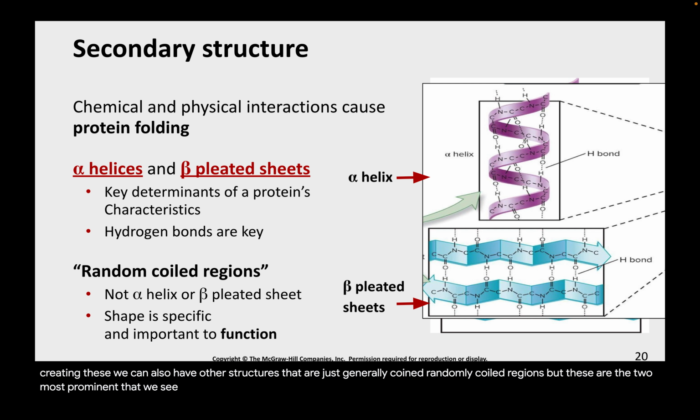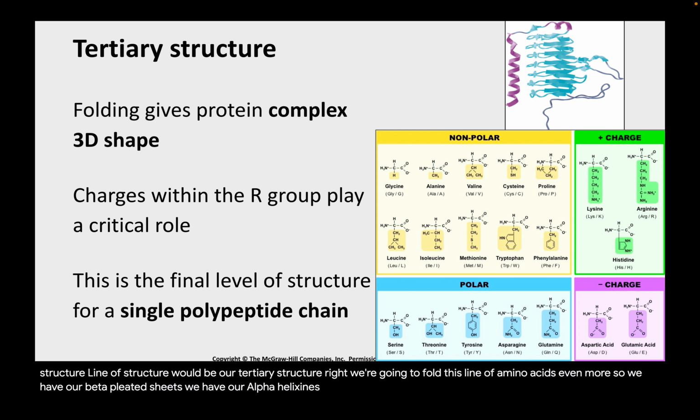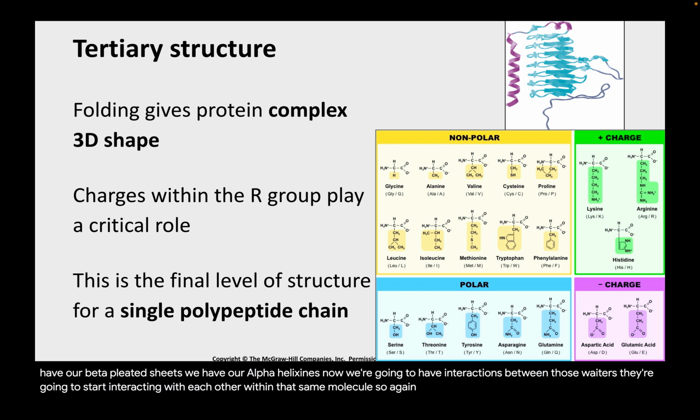All right, so we took our beads on a string for our primary structure. We have started to fold it together in our secondary structure. The next level of structure would be our tertiary structure. We're going to fold this line of amino acids even more. So we have our beta pleated sheets. We have our alpha helices. Now we're going to have interactions between those beta pleated sheets and those helices. They're going to start interacting with each other within that same molecule. So again, even more 3D structure in play.